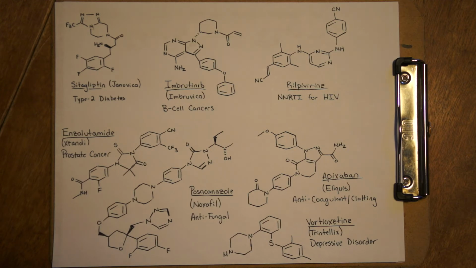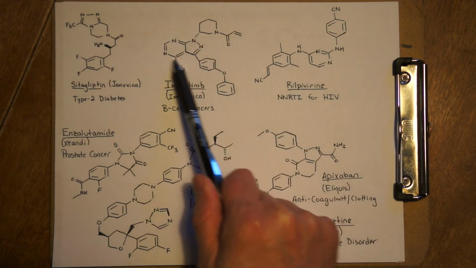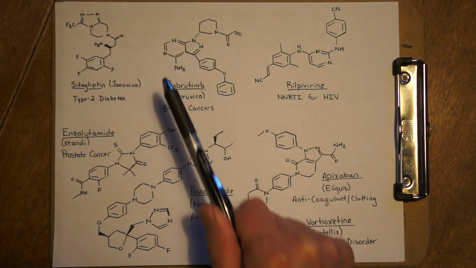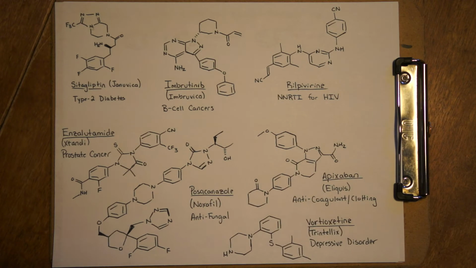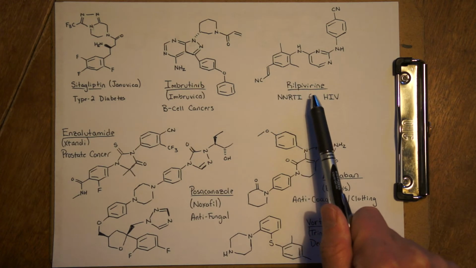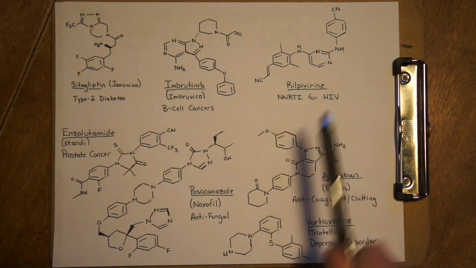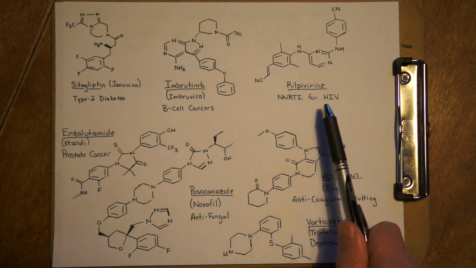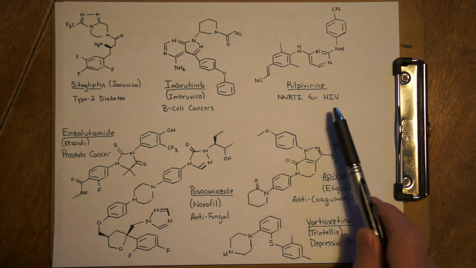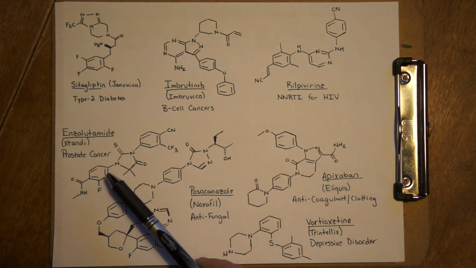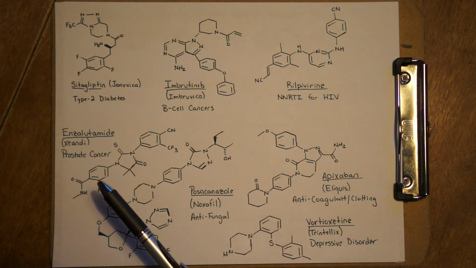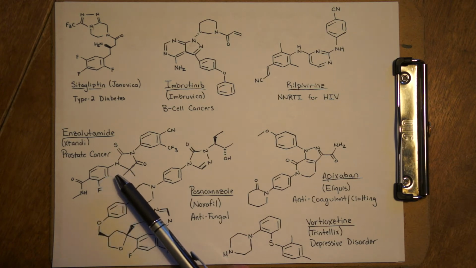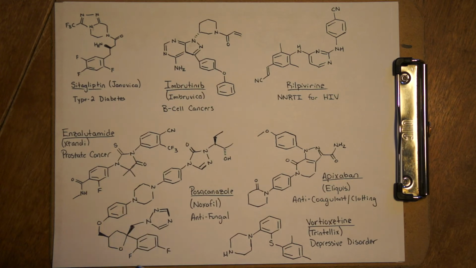Ibrutinib fights B-cell cancers, most notably lymphocytic leukemia, right? And you can see that it features this fused heterocyclic aromatic unit here, as well as a couple of benzene rings. Rilpivirine is a non-nucleoside reverse transcriptase inhibitor, which is used to defend against HIV. Let's see here, and enzalutamide fights prostate cancer.